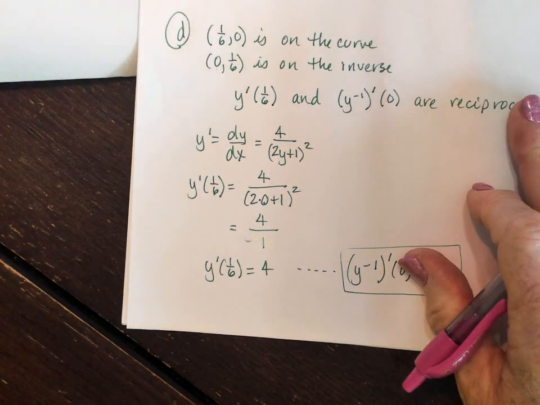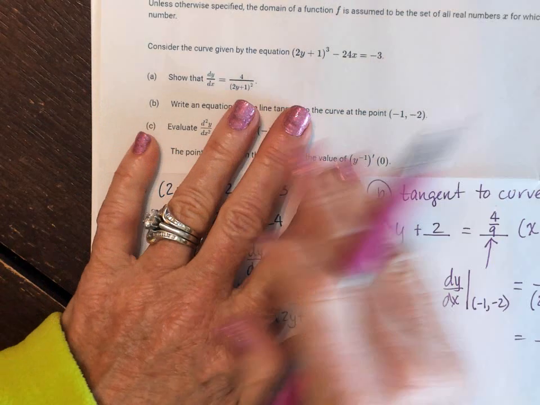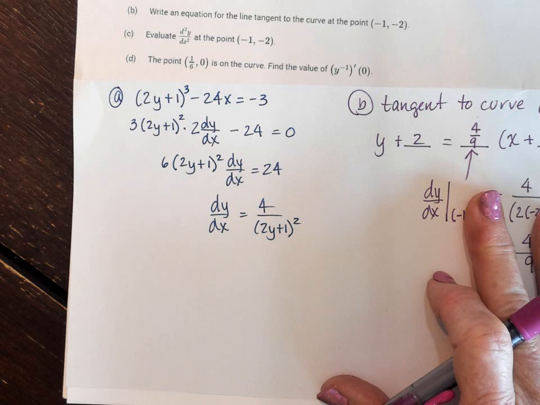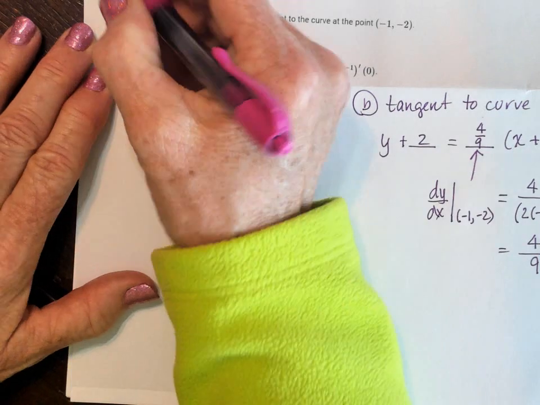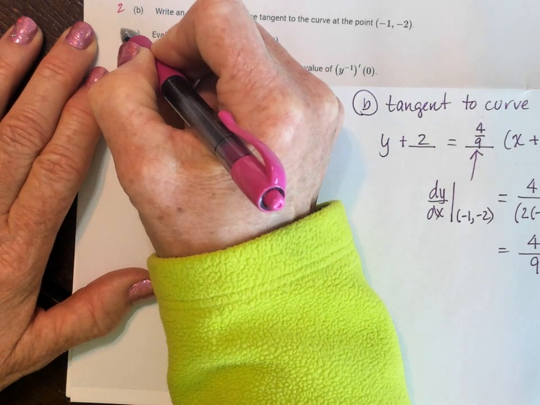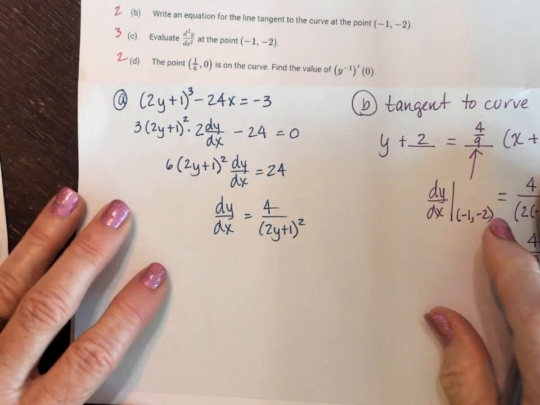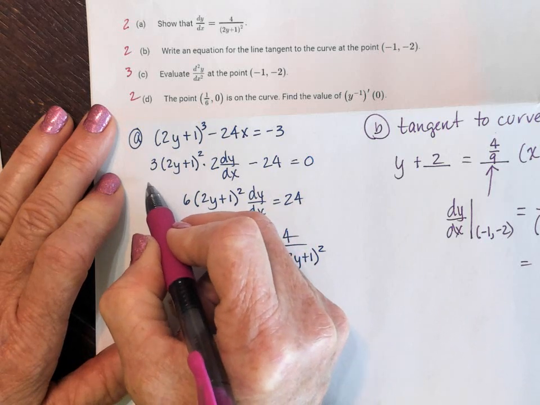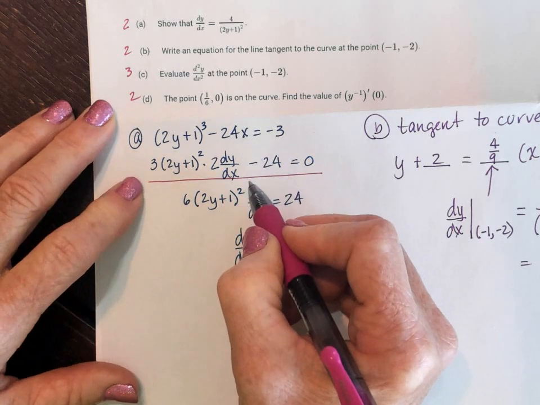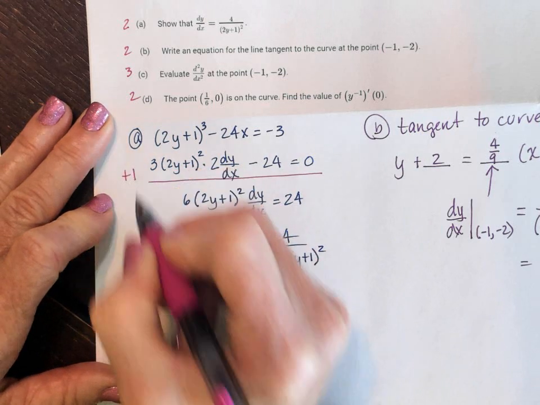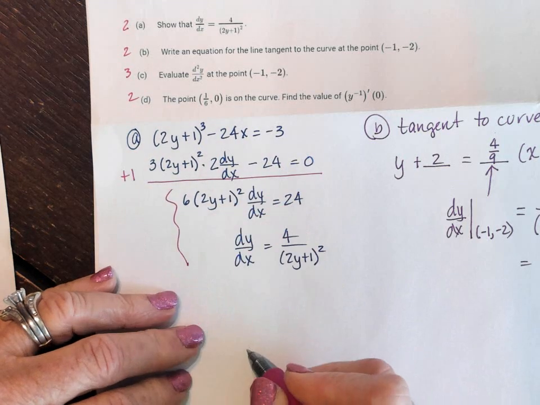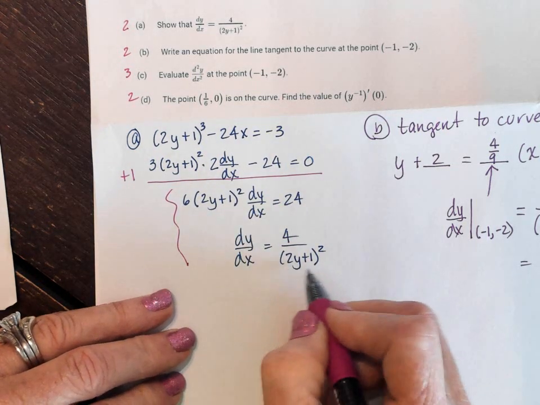Let's talk scoring here. Back to the beginning. At part A, I have to look up my rubric. Part A was worth 2 points, B was 2, C was 3, and D is 2. On part A, they gave you 1 point to just plug through the implicit differentiation, plus 1 for that derivative, and then plus 1 to work through the algebra to get to that final answer.